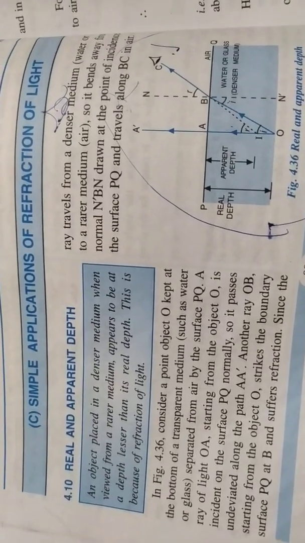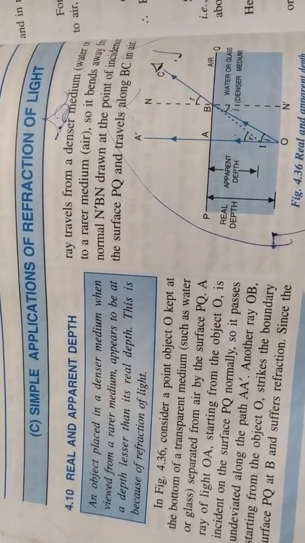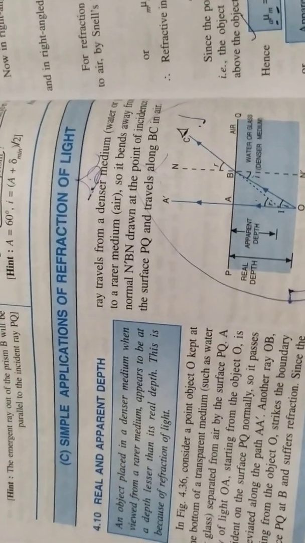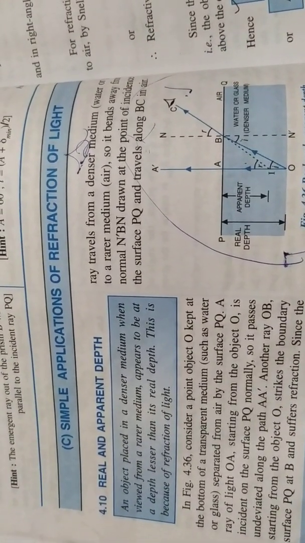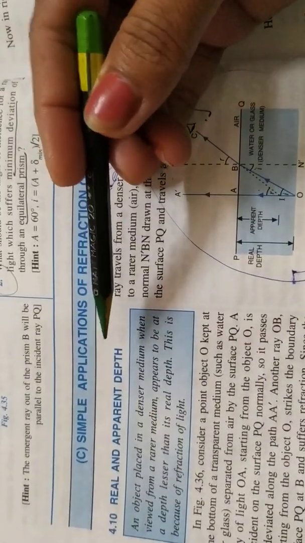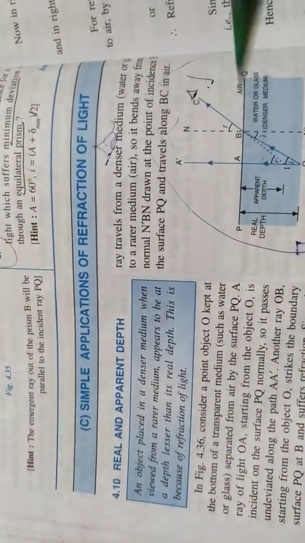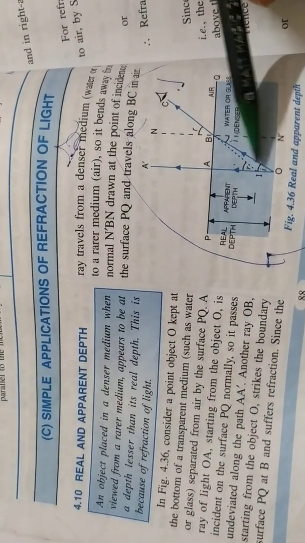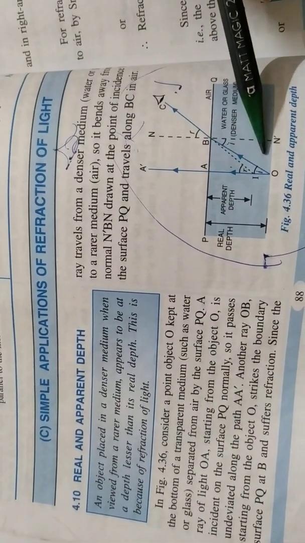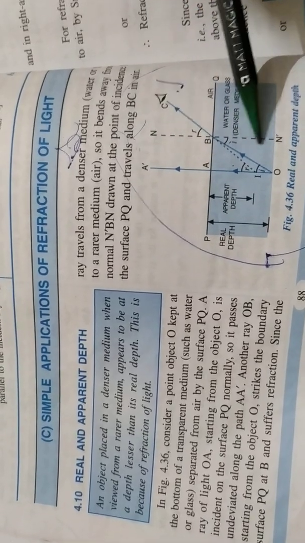Hello students, today we are going to discuss section C of chapter 4, simple applications of refraction of light. So first of all we are going to study the topic real depth and apparent depth. Now what is real depth? Real depth is the actual depth of anything, like the depth of a pond or the depth of a swimming pool.